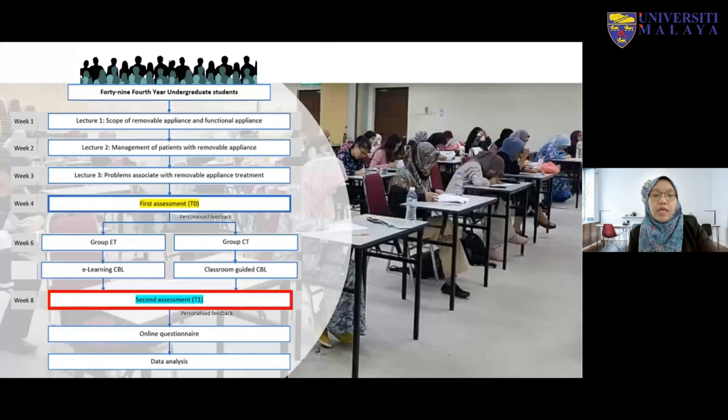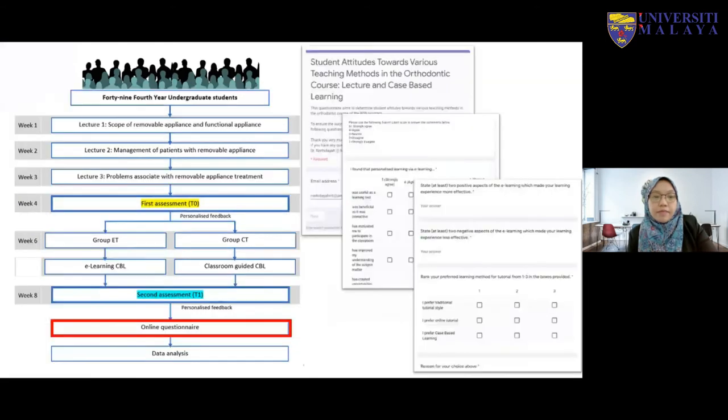Two weeks after the tutorial, the participants were subjected to a second assessment at T1, similar to the first assessment. The assessors marked the task, and personalized feedback and rubrics were shared with the students. The outcome of this assessment will provide information regarding the effectiveness of the teaching methods and learners' ability to achieve the learning outcome. Finally, participants were required to complete an online questionnaire to assess their perception on the effectiveness of personalized learning as a teaching and learning method.